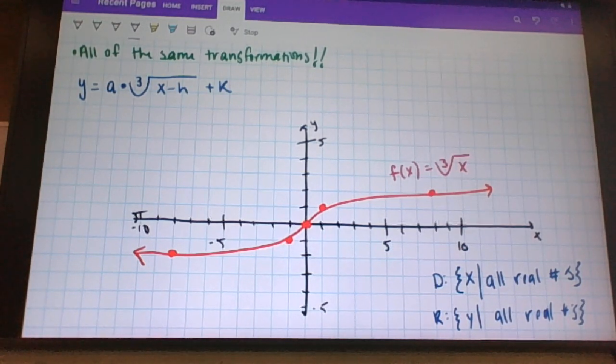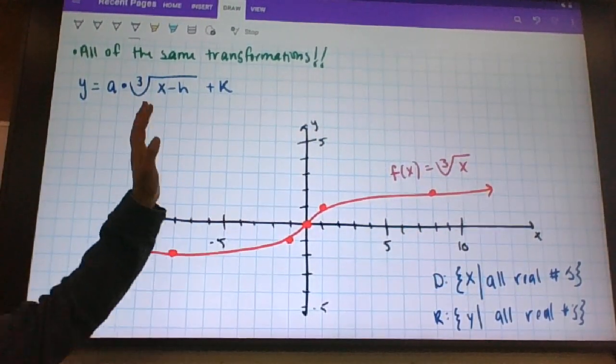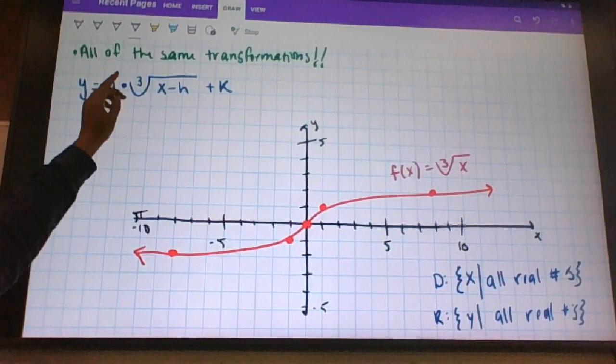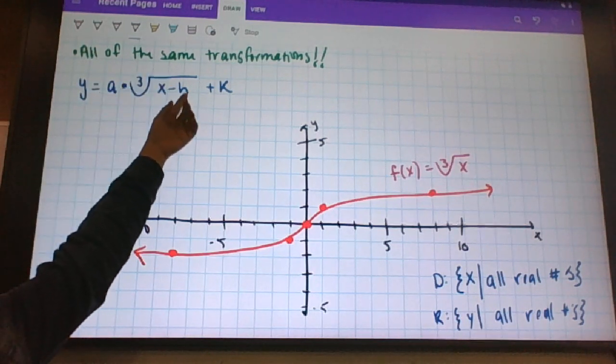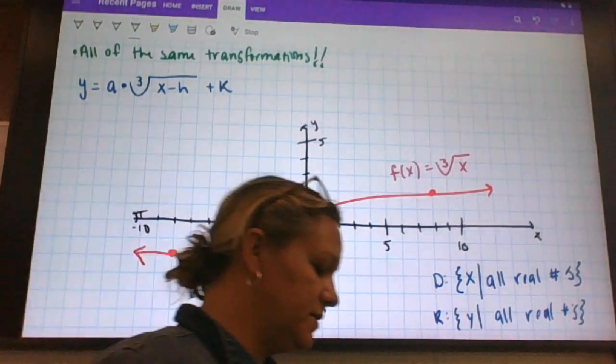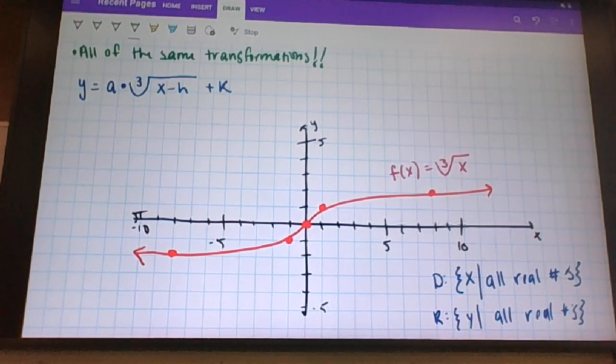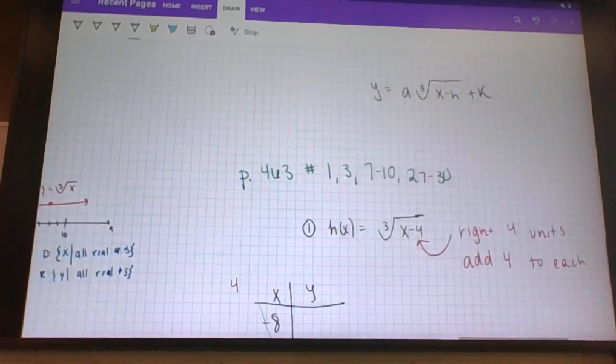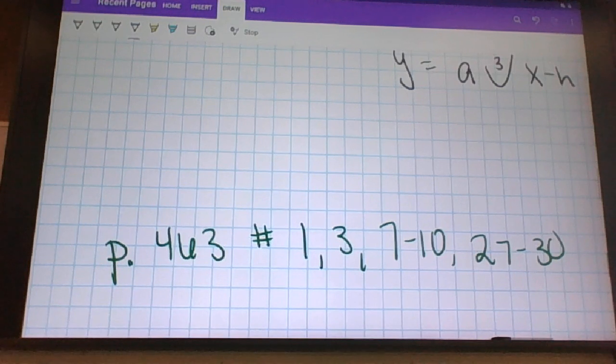So if you can understand this one, it should help you understand that one a little bit. Just the x and y are switched. All of the same transformations that we talked about for square roots apply to cube roots and every root for that matter. If there's a negative, it's a reflection, stretches and shrinks. If there's a number here, it shifts it right, left, opposite. A number here moves it up, down, opposite. So here's cube roots. Pretty much exactly what you did Friday, but this time it's cube roots and not square roots.